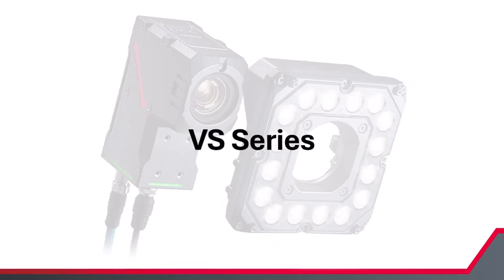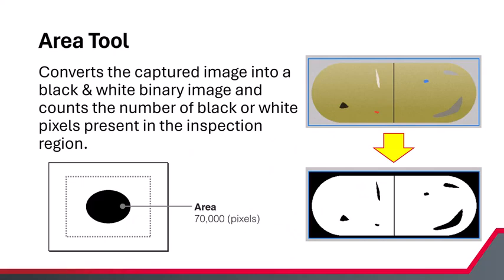VS Series Area Tool. The Area tool converts the captured image into a black and white binary image and counts the number of black or white pixels present in the inspection region.